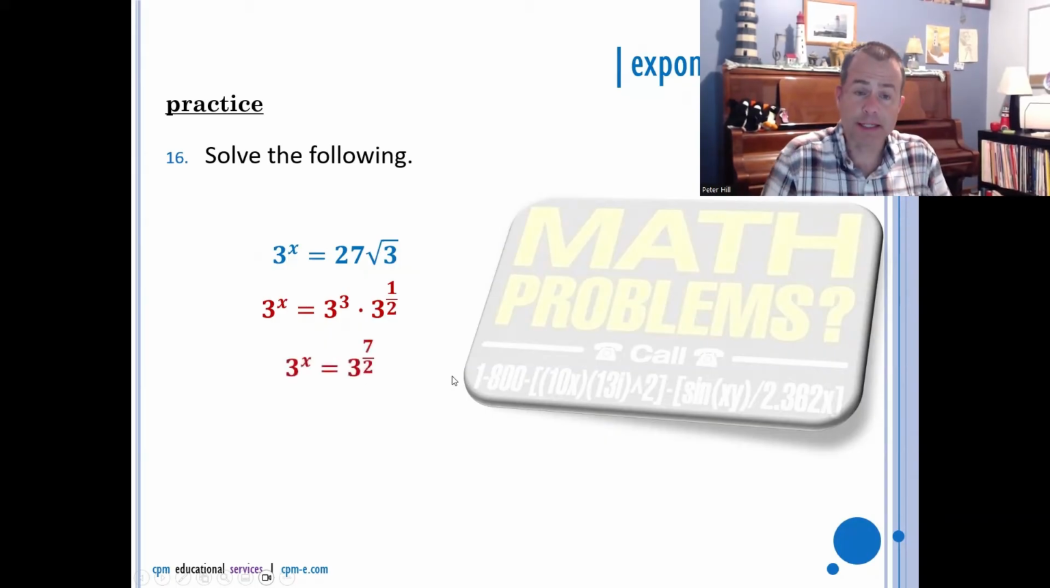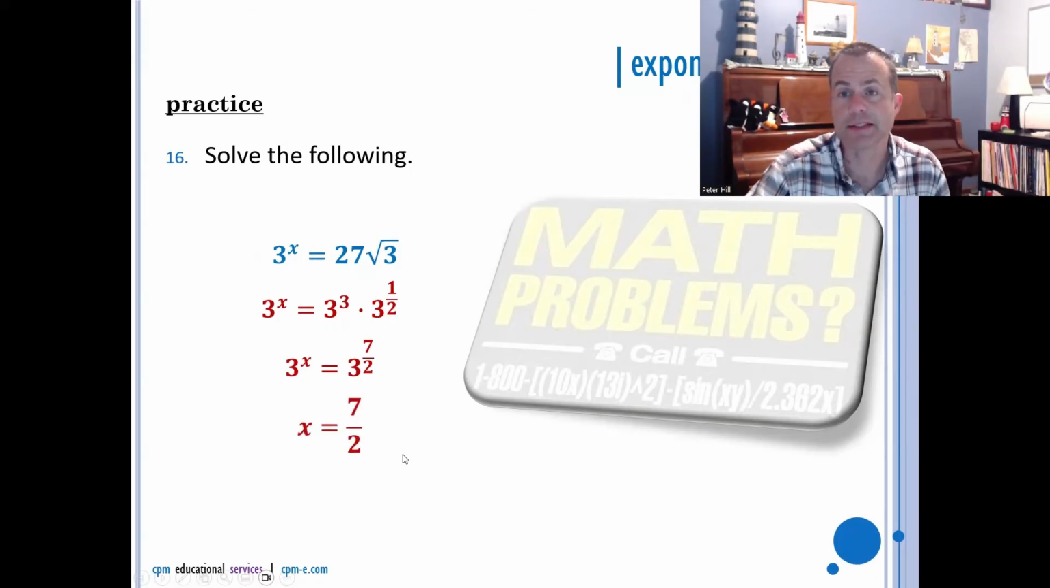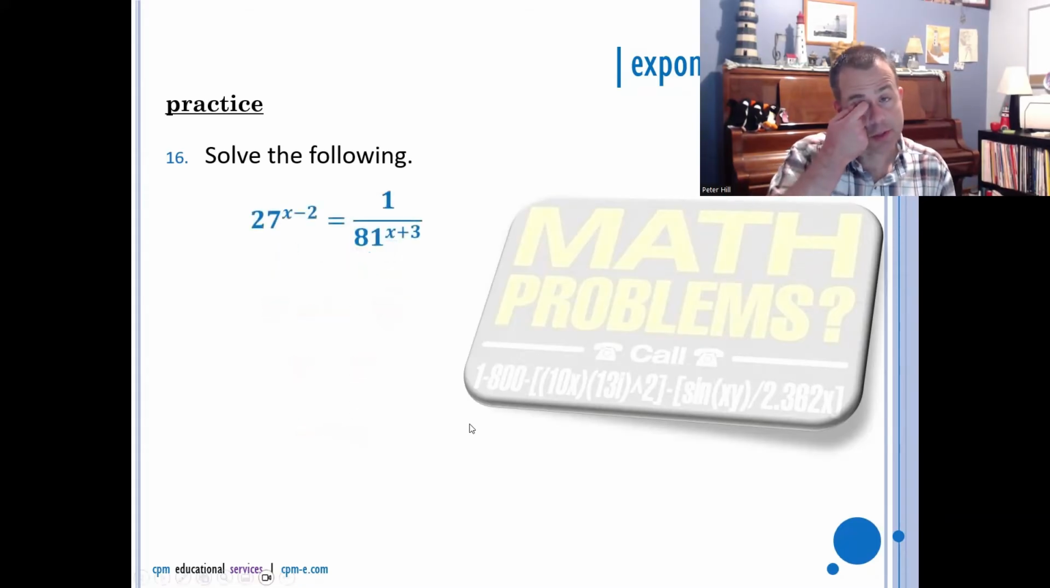And then look, I'm ready to pull my exponents out. I have single powers of the same base equal to each other. So I can just say, hey, that means x has to be 7 over 2. Okay, x has to be 7 over 2. Okay, one extra sort of layer here. We're going to get into some fractions.